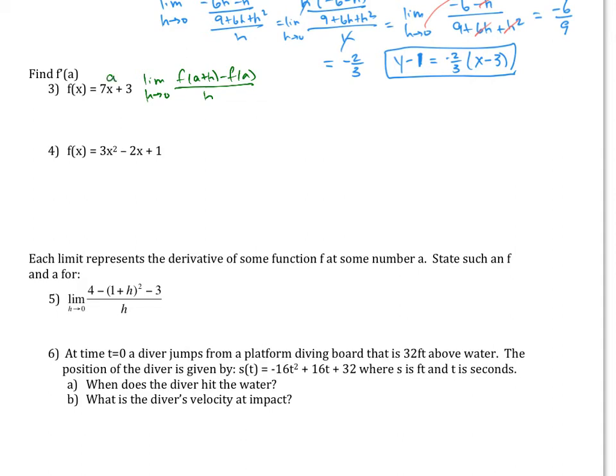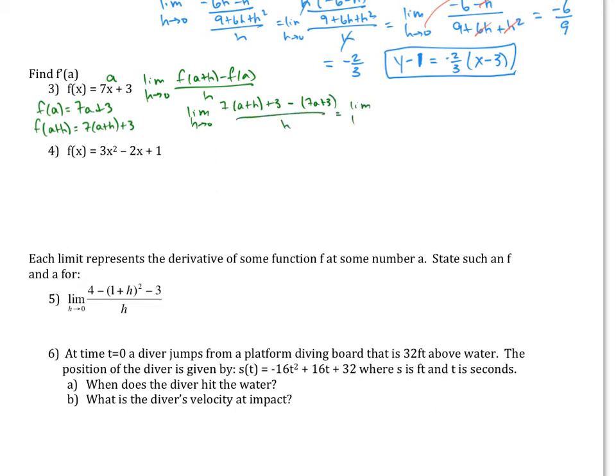So guess what my point is? It's just a. So I'm going to put a in there. So f of a is 7a plus 3. F of a plus h will be 7 times a plus h plus 3. So those are the values I'm going to plug in there. So here's what I end up with. This becomes the limit as h goes to 0 of 7 times a plus h plus 3 minus 7a plus 3 all over h.